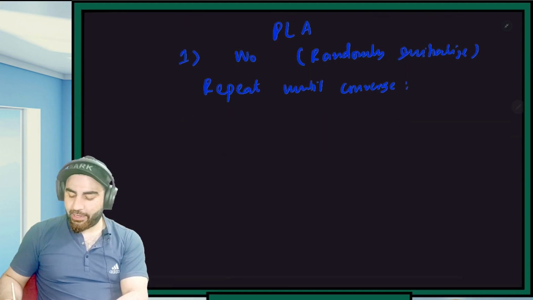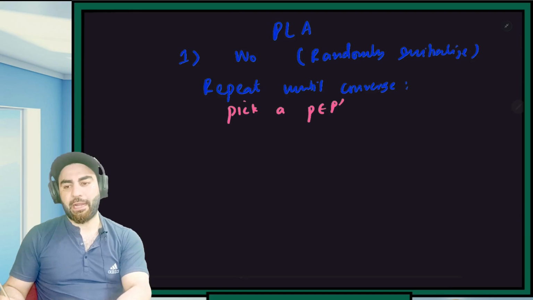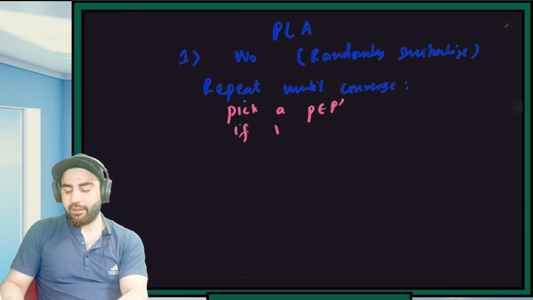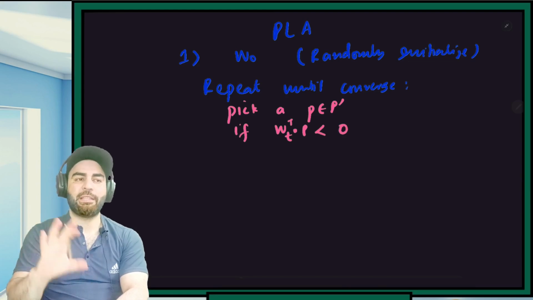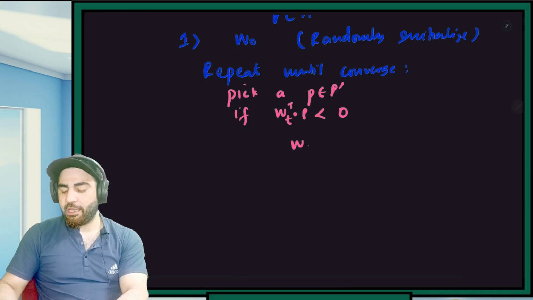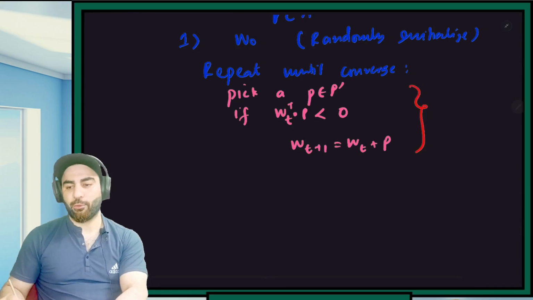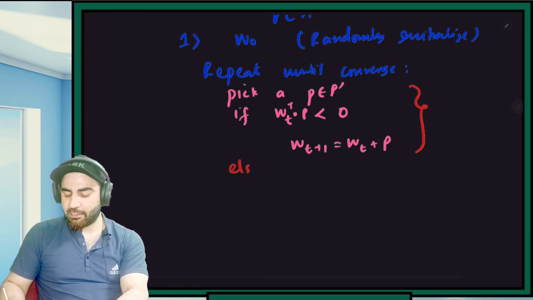We'll pick a point randomly. So we'll pick a P belonging to P dash. Then we'll write a condition: suppose we have Wt at a particular time instance, if the dot product of Wt transpose with P is less than 0, that means the point is wrongly classified, it's misclassified, then we'll update. So we'll say Wt plus 1 is equal to Wt plus P. How many of you remember this? This is how we update the rule, and otherwise do nothing.